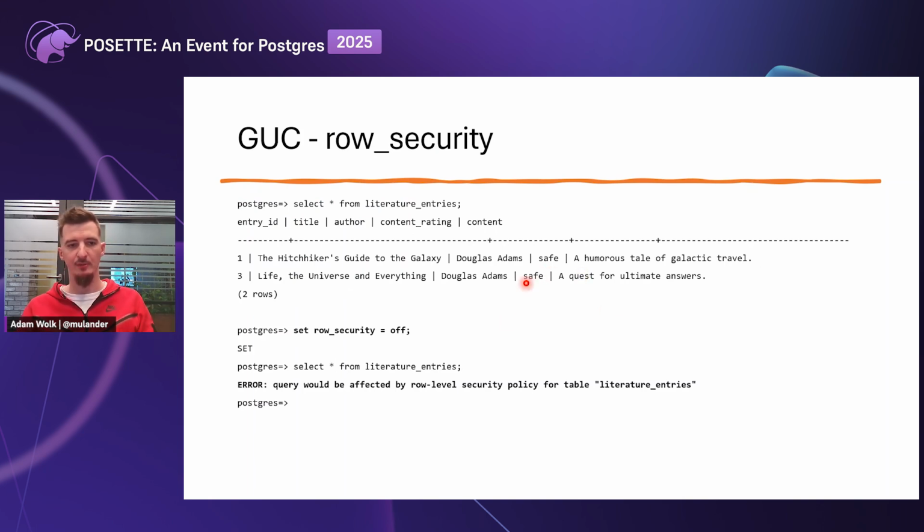And you can see here we have a table, literature entries. We select from it and we see two books by Douglas Adams, and we turn row security to off and do the same query again. And now we get an error that, hey, this query would be affected by row level security policy for table, blah, blah. Now, maybe you see a gap between 1 and 3, and it says that there are two rows. We don't know if there are two rows, but maybe there's more. Maybe some policy hides that row from us.